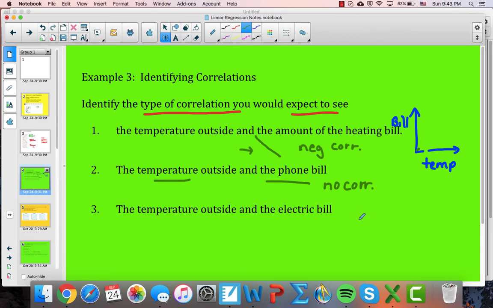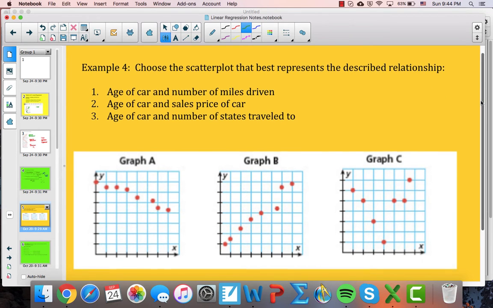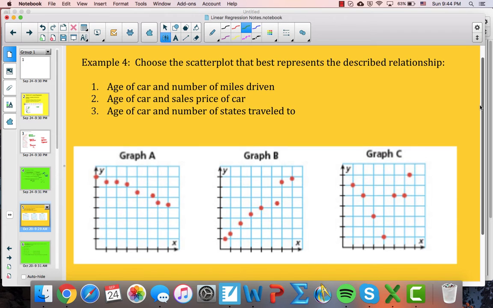All right, now the temperature outside and the electric bill. Well, as the temperature is rising, my electric bill, which is my AC, is going to be going up. So this would be a positive correlation because it would be rising from right to left, whereas this one would be falling, okay? All right, so hopefully you can kind of get an idea of what I'm talking about with positive and negative correlation. All right, so we're going to choose the scatter plot that best represents the described relationship.